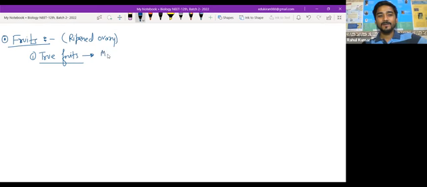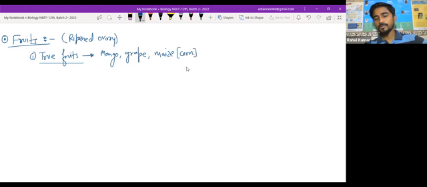Write down mango. Very aptly called the king of fruits because it is a true fruit. You know, a king can only come from the true things, right? You cannot make a false thing king. So mango, grape, even your maize, or corn. They are all true fruits.